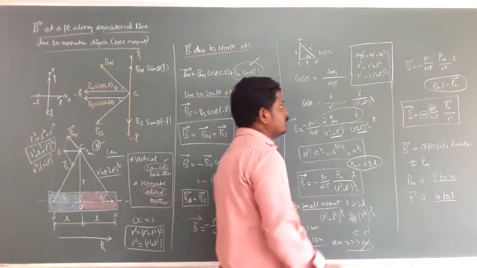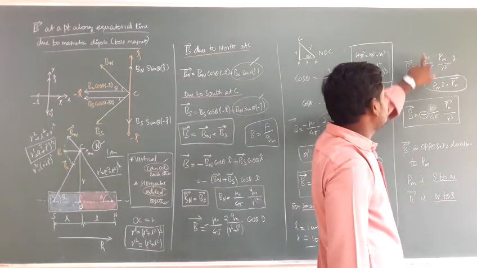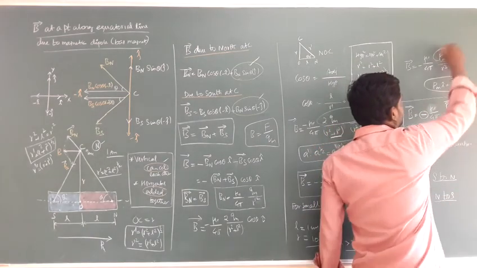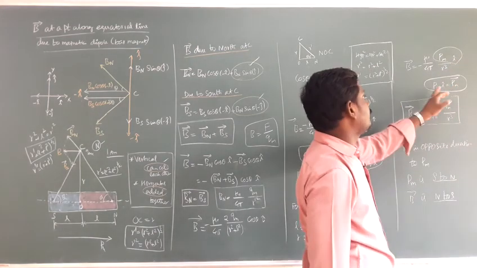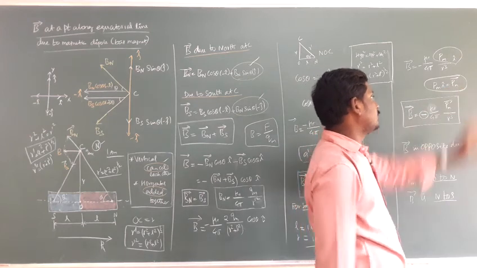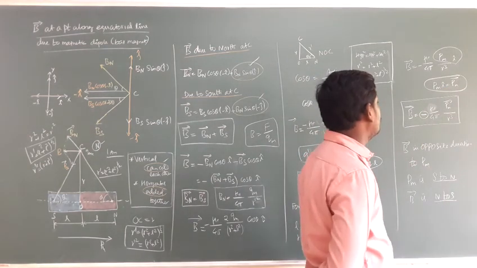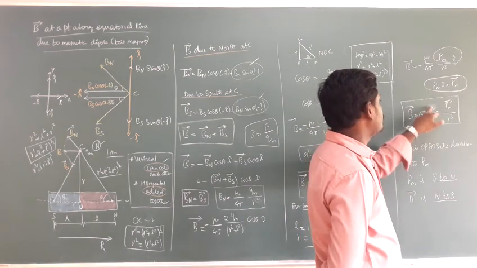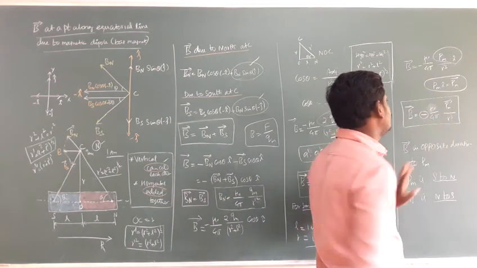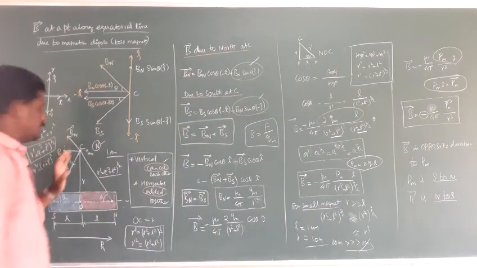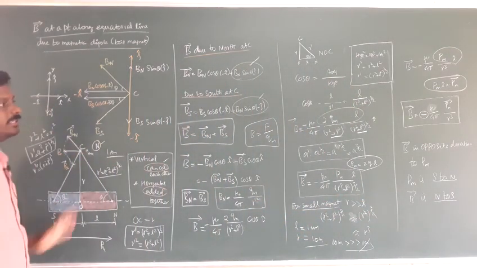So substitute. B vector equals minus mu 0 by 4 pi Pm by R cube i cap. Pm i cap gives magnitude and direction, so you get the vector. Pm is the magnetic dipole moment. So minus mu 0 by 4 pi Pm by R cube. This is the final result: the magnetic field at the point C, which is on the equatorial line.